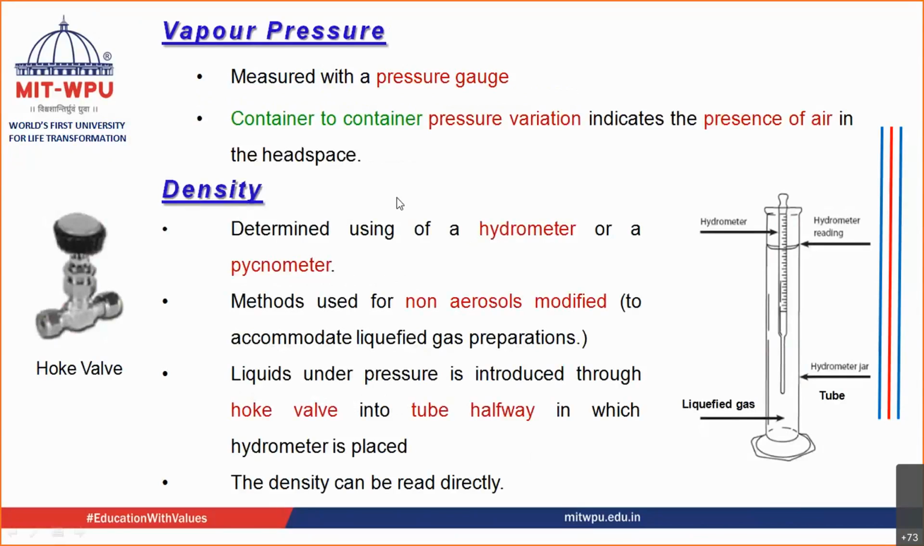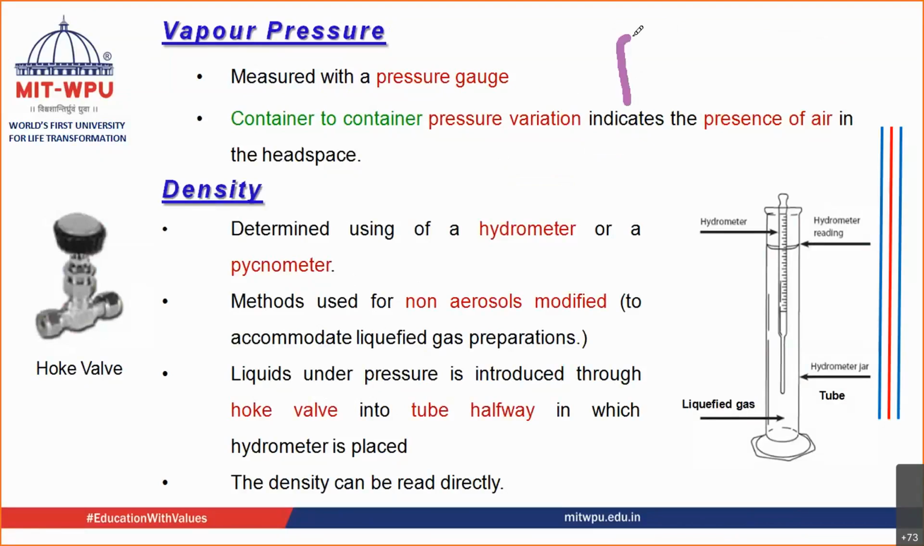The first test that you carry out is the vapor pressure test. The vapor pressure is measured with the help of the pressure gauge. What is the importance of it? If the vapor pressure varies from container to container, as you are checking the containers, then you can say that there is some presence of air at the headspace.